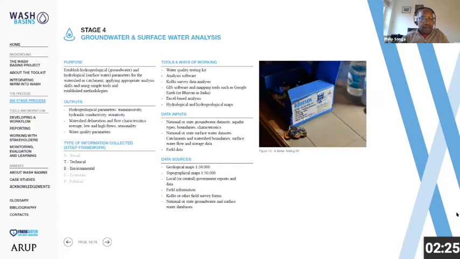We also try and classify that information, whether it's social, technical, environmental, economic, or political information. Most of this is technical and environmental. We provide some tools and ways of working, water quality testing kits, or cheap or free analysis software. We've also developed some survey data forms, which we've made available through the toolkit using a web-based software called KoBo Toolbox. We talk about the data inputs that you might need from national and regional data, as well as other data sources, which you'll recognize, geological maps, topographical maps. Next slide, please.